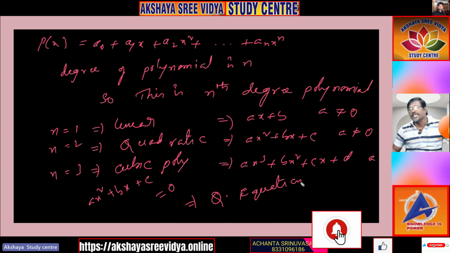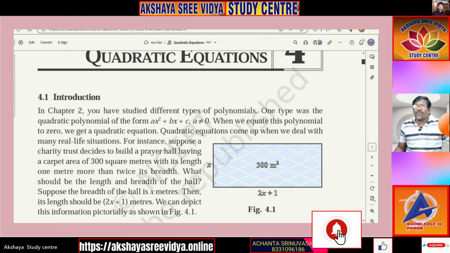Any expression that is equal to 0 is called an equation. That is linear equation, that is quadratic equation, that is cubic polynomial equation, that is nth degree polynomial equation. Any polynomial, any expression equal to 0, that is called an equation. Okay. When we equate this polynomial to 0, we get the quadratic equation.